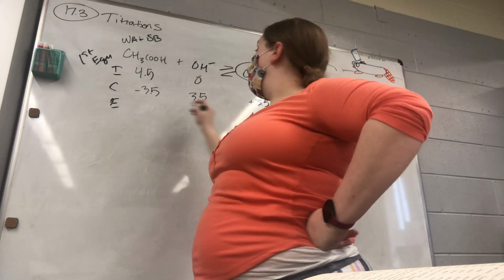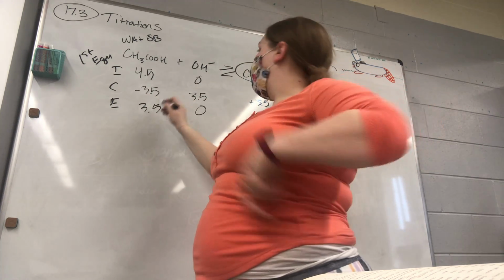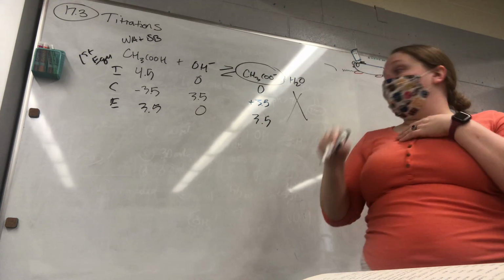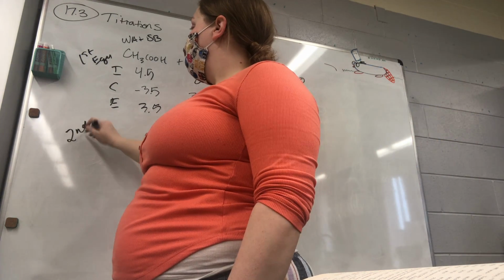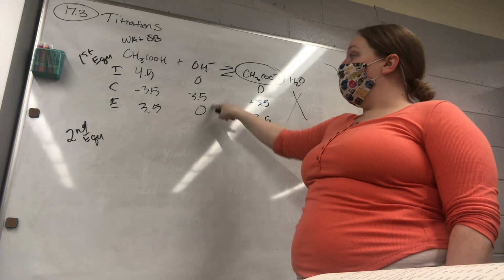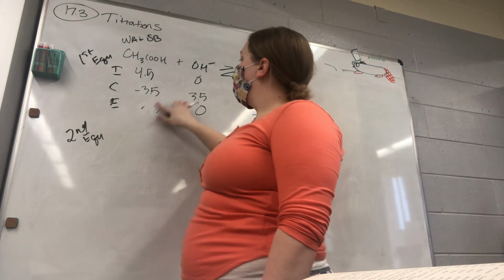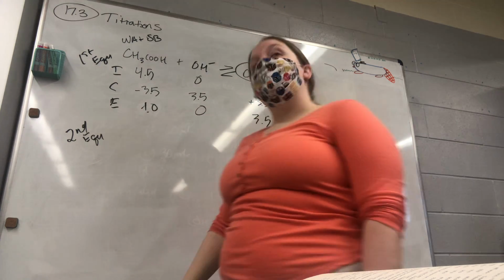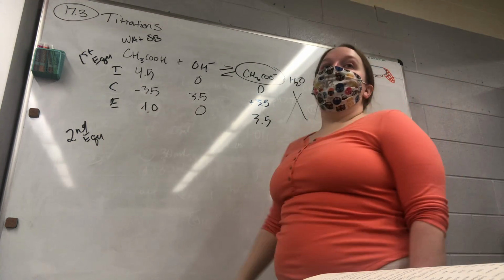This is going to get consumed, so this is 0. This is 3.5. Next thing. Why is it 3.5 at the bottom there? Because I'm not paying attention to my math. But you're with me so far.